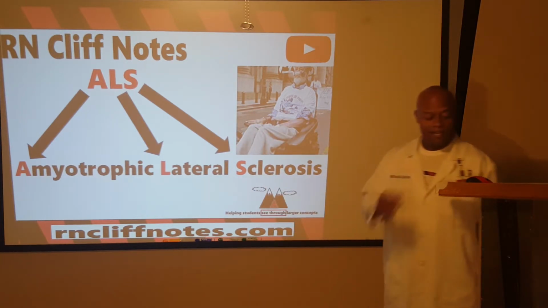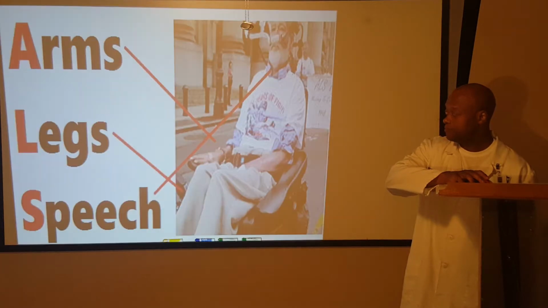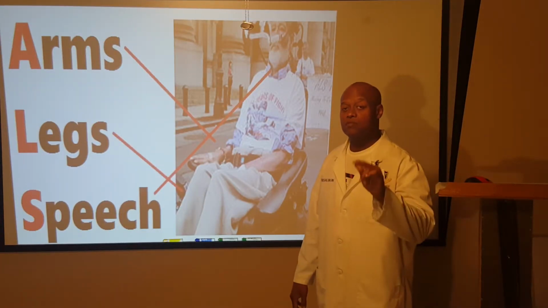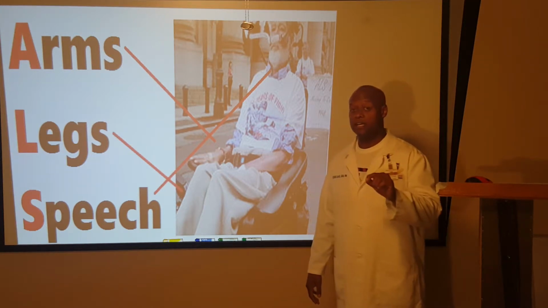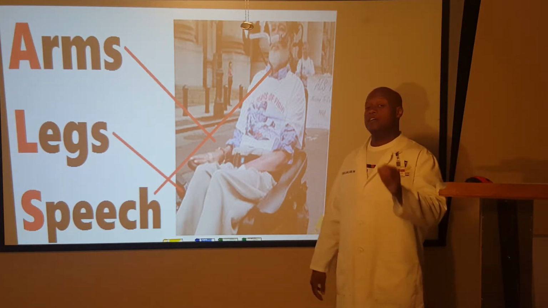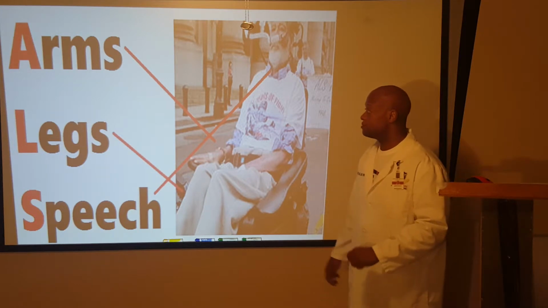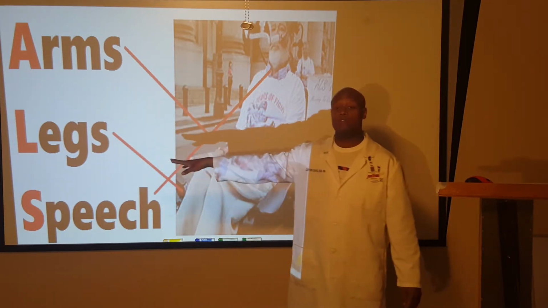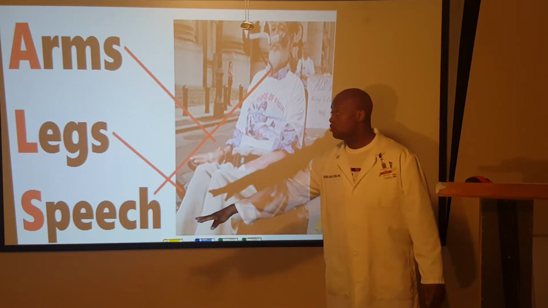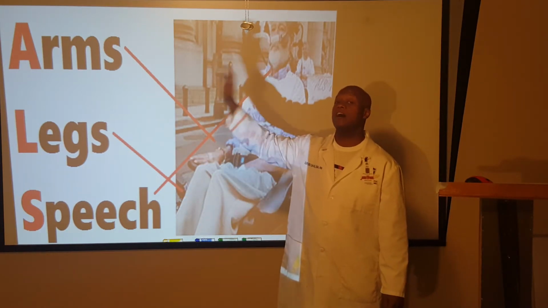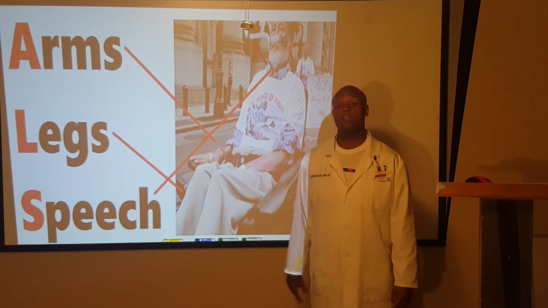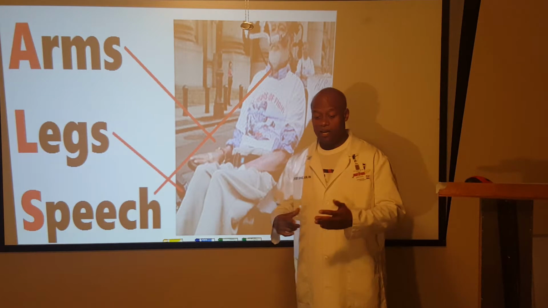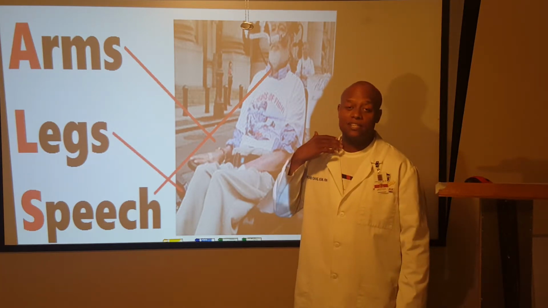All right? And now, this is the other way that I teach my students to remember ALS. That what? After this disease gets a hold of our patients, they lose control of their arms, they lose control of their legs, and they lose control of their speech. ALS: arms, legs, and speech loss. And unfortunately in their case, speech loss is significant.